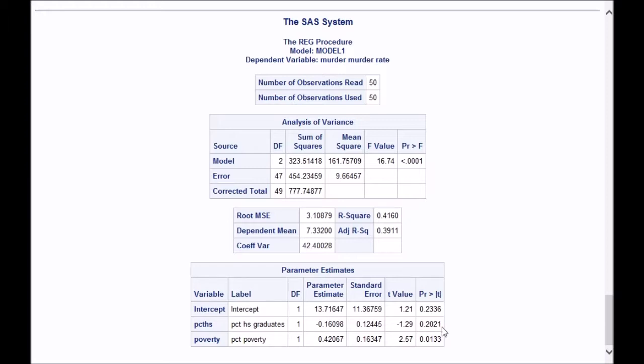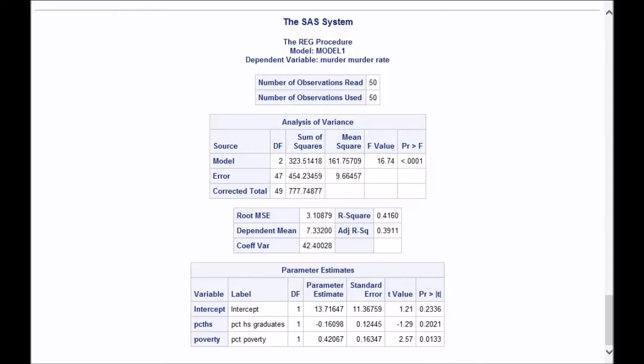So controlling for poverty levels, high school graduation rates do not have a significant effect on murder rates. The dominant factor here is poverty. Per 1% increase in the number of families living below the poverty line, we see a 0.4 per 100,000 increase in murder rates, and that is statistically significant. So that's looking at 2 predictors.